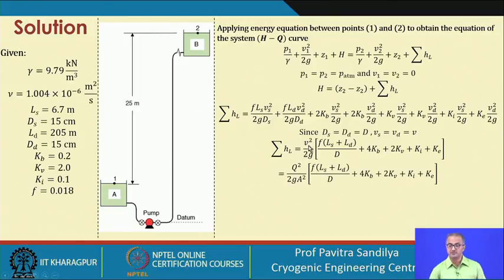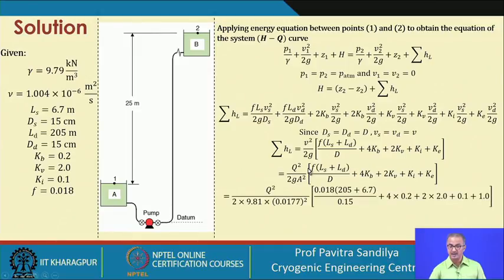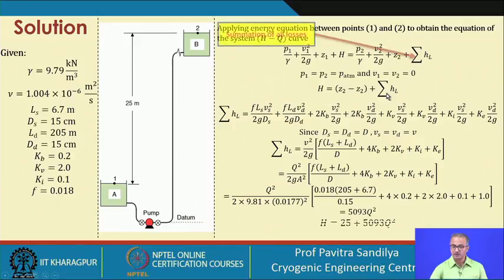And when we put this V in terms of Q by A, volumetric flow rate divided by the cross sectional area, we get this expression, and then we plug in all the values which are given in this particular problem, and we can easily find out the relationship between the head loss and Q, and then we put this value over to this expression, and we get this value of the head generated, and this HQ when we plot, gives us the system plot. As we learned earlier, this is a system curve.